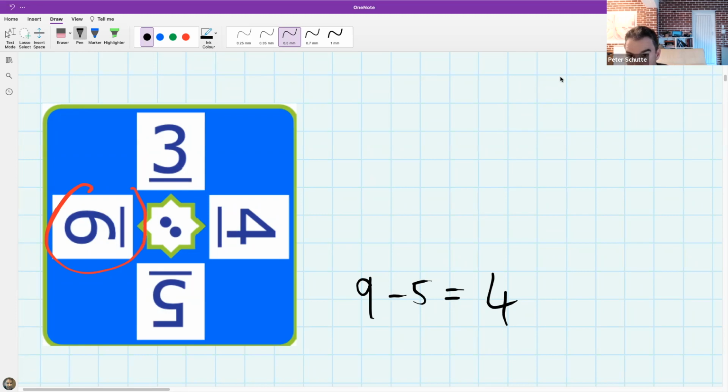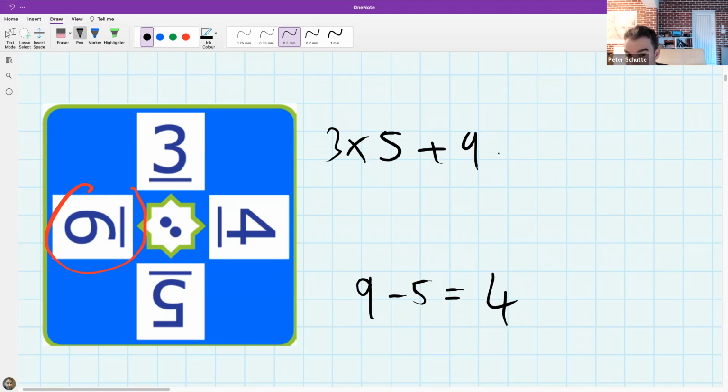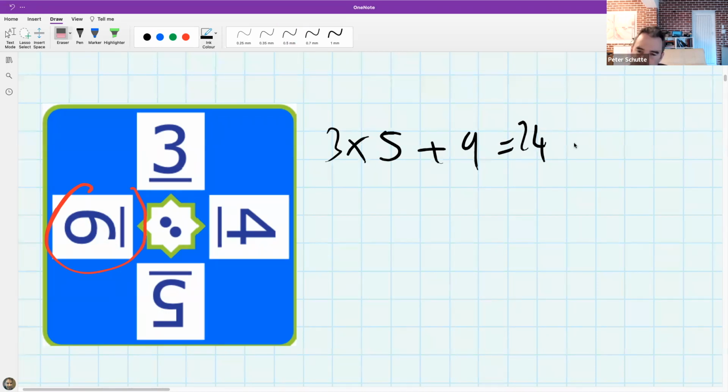3 times 5 plus 9, that's 24. The problem is we're meant to use all four numbers. Let me check this one. So I think your one is the best so far, in that 3 times 5 is 15 plus 9 gives us 24. But now, if we think about BODMAS, what do you think, 9 minus 5, 3 times 5?